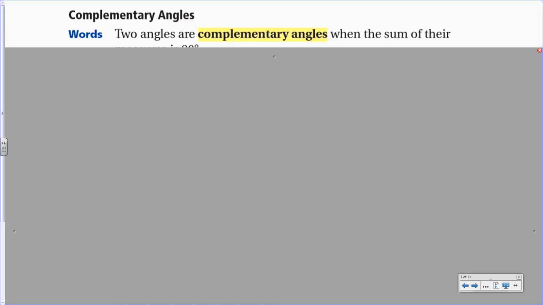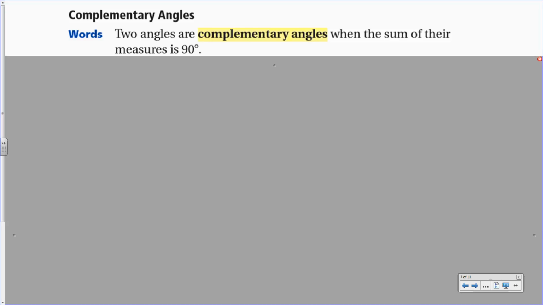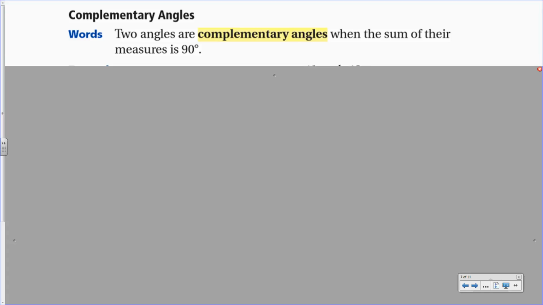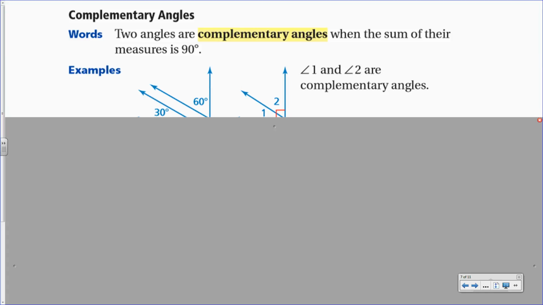Complementary angles, please fill in your notes. Two angles are complementary angles when the sum of their measures is 90 degrees. Remember, sum means to add. So when you add the angles, they add up to 90 degrees. And here are some examples.